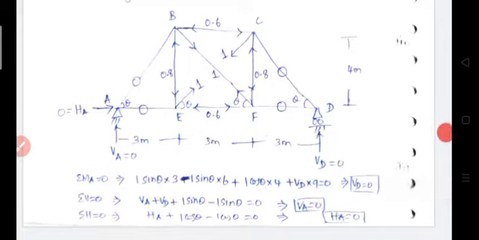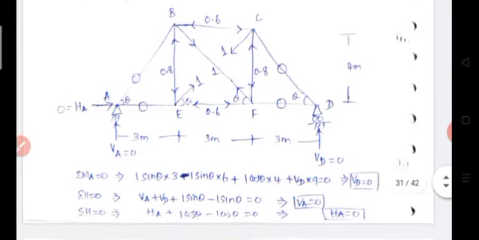Summation of moment about A equal to 0, which gives Vd is equal to 0. Then summation of V equal to 0, which gives Va equal to 0. Then summation of H equal to 0, which gives Ha is equal to 0. Okay. So now apply equilibrium equation. The first equilibrium equation is summation of Ma equal to 0. So apply equilibrium equation about A is equal to 0.